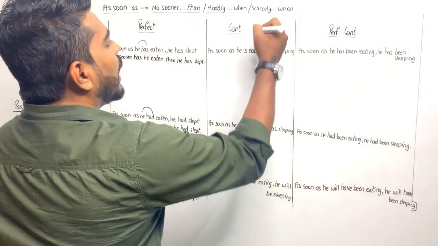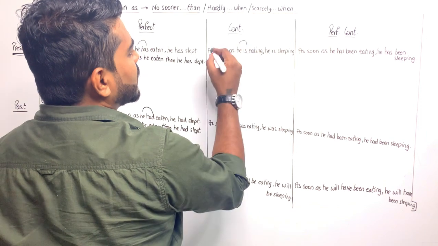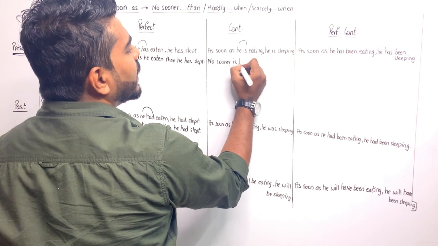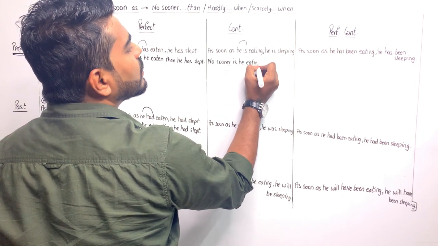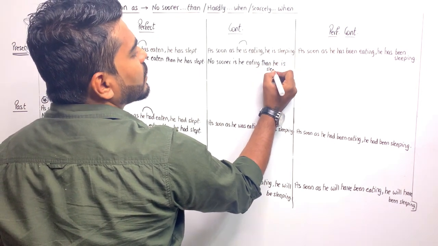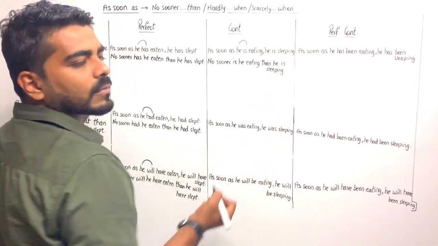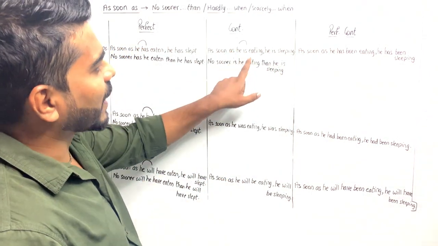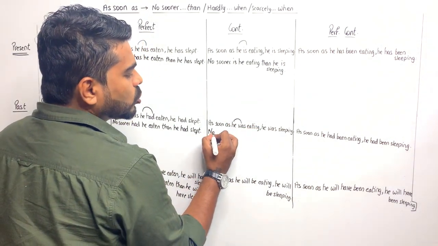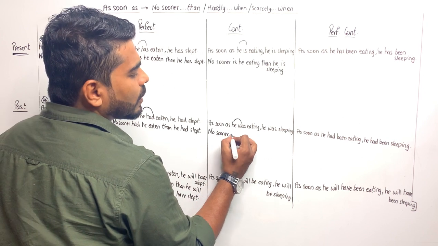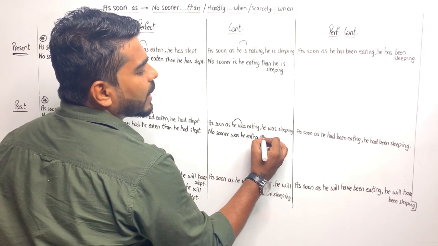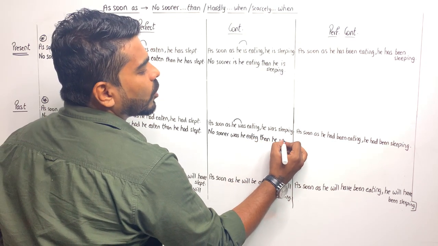Once again, as soon as he is eating, he is sleeping. He is is interchanged. No sooner is he eating than he is sleeping. Okay, same thing. What did we do? He is became is he. Rest of the sentence is the same. Similarly, he was becomes was he. No sooner was he eating than he was sleeping.